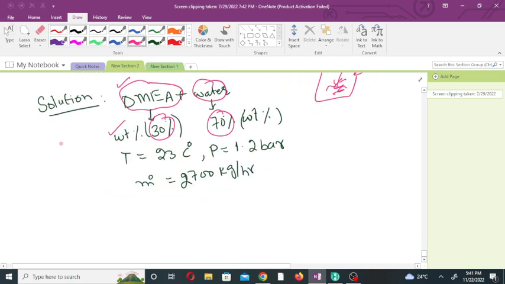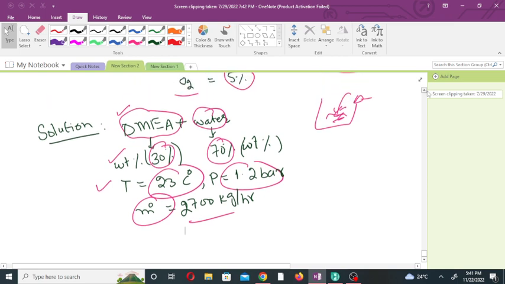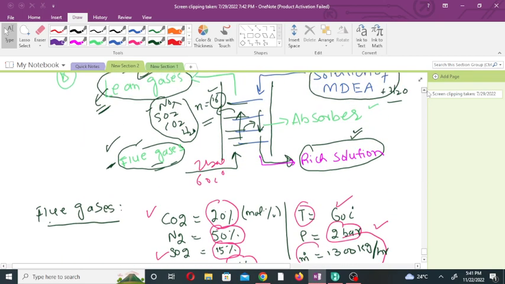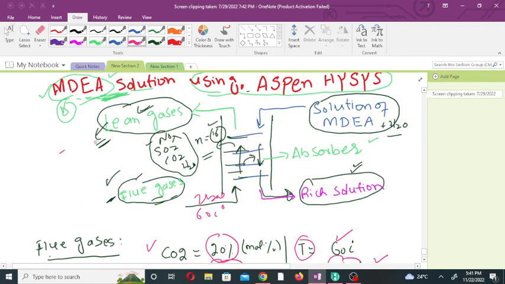The temperature of the solvent is 23 degrees centigrade and the pressure is 1.2 bar, and the mass flow rate of the solution is 2700 kilogram per hour. This is the temperature of the solution, this is the pressure of the solution. So the temperature of the solution is 23 and the pressure is 1.2 bar. The temperature is 23 degrees centigrade at room temperature, and the mass flow rate is also given in the question.